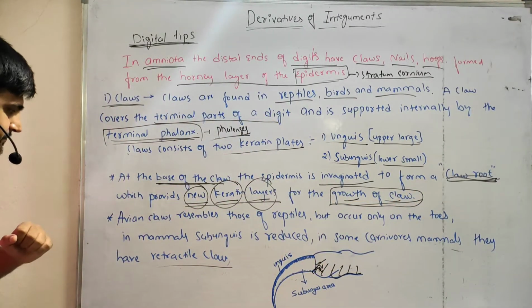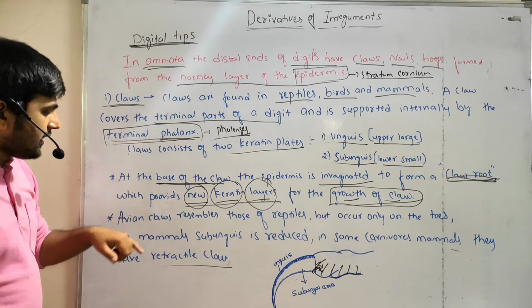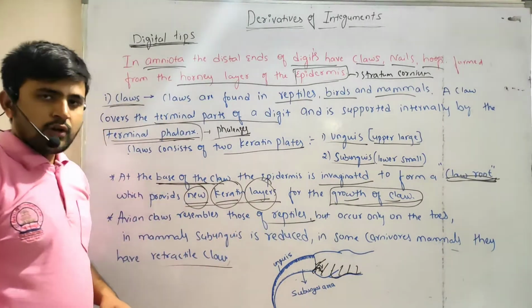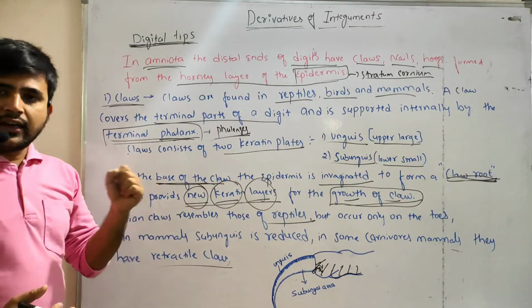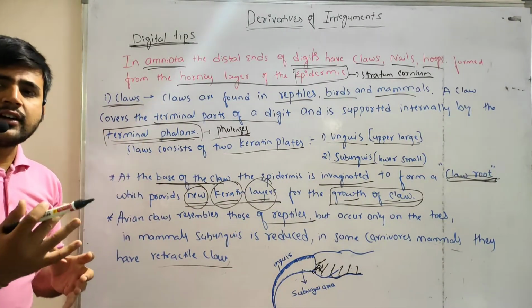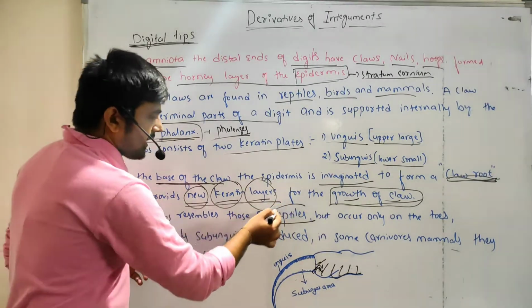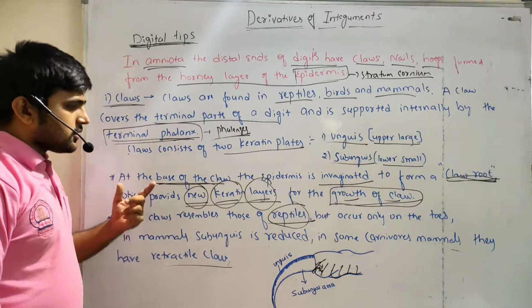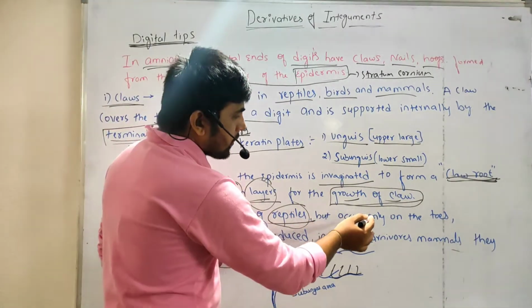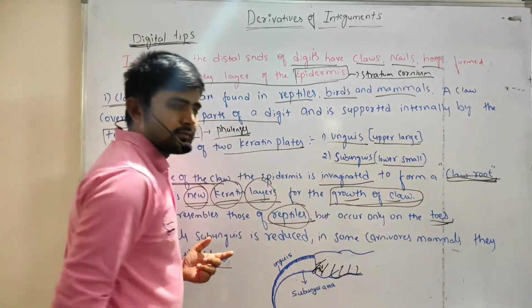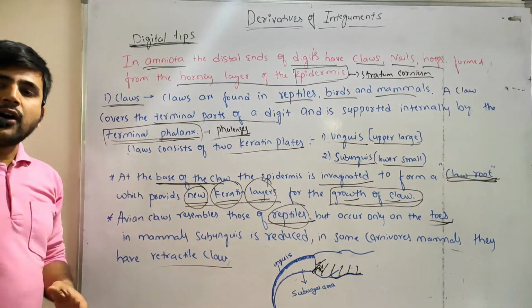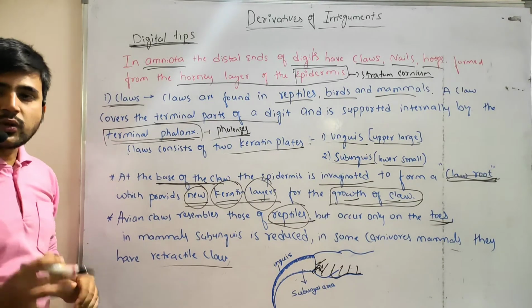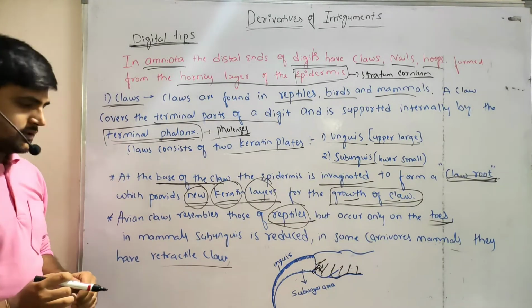Next one. In the case of avians, avian claws resemble those of reptiles. If you see the claws of aves, they resemble those of reptiles, right? Because claws are also found in avians, but occur only on the toes. In birds, we find these digital tips, that is claws, only on the region of the toes, right?